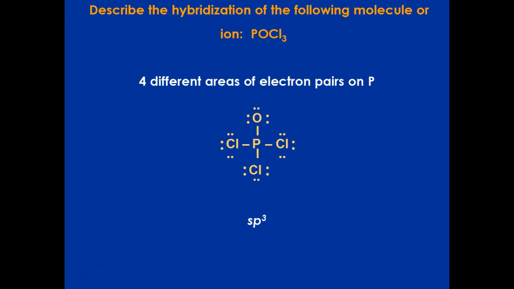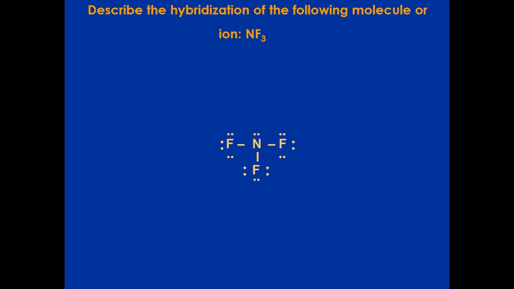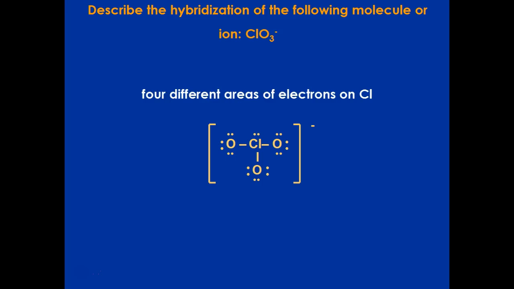In NF3, we have 3 areas that are shared, and we have 1 lone electron pair, so a total of 4 areas of electrons around the nitrogen atom. So it would also have an sp3 hybridization. In ClO3-, we have 3 areas of electrons that are shared around chlorine, and then the 1 lone electron pair. So it too would have an sp3 hybridization.